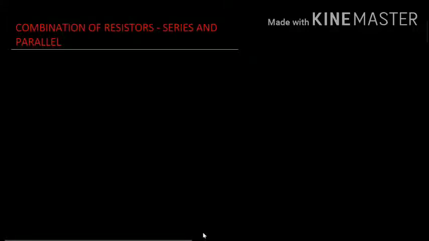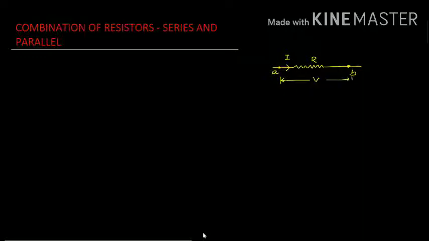Hello, today we discuss combination of resistors, series and parallel. Before going to discuss resistors in series and parallel, we consider a single resistor, of resistance R. The current through this resistor is I when there is a potential difference V between two ends A and B.